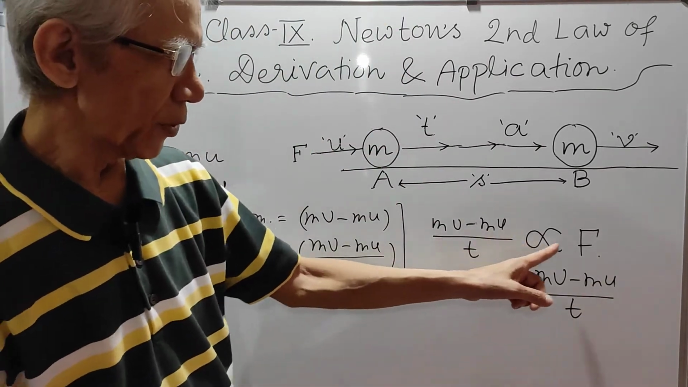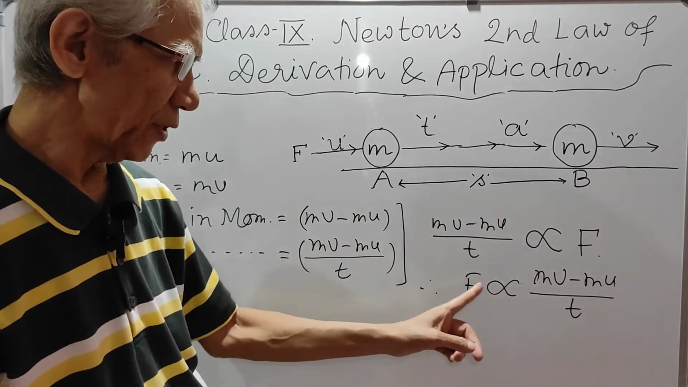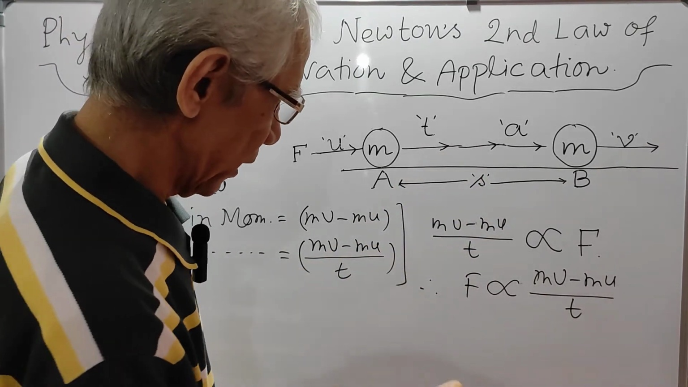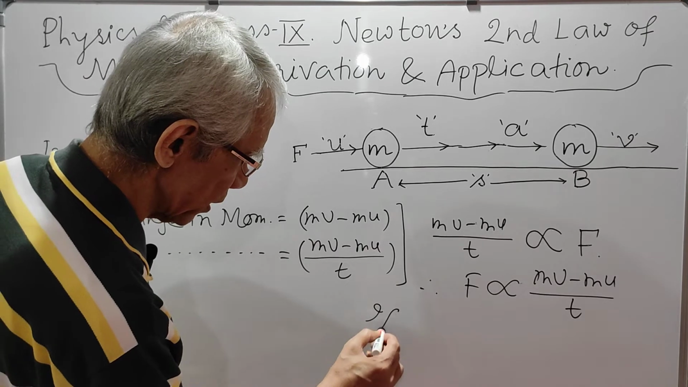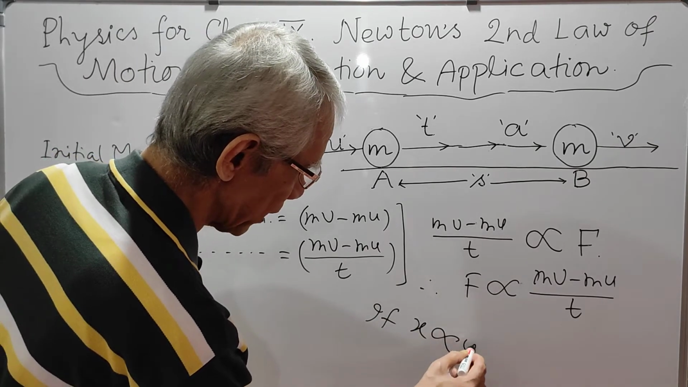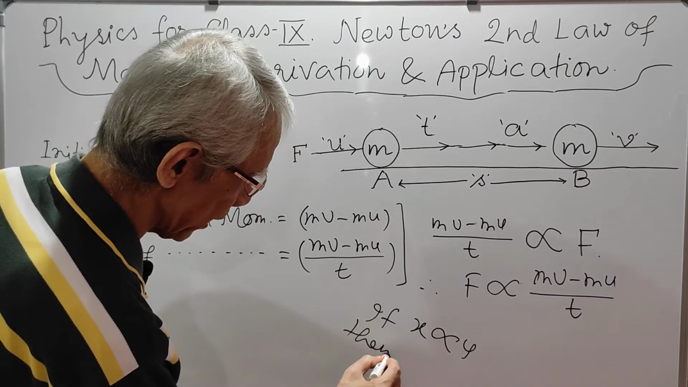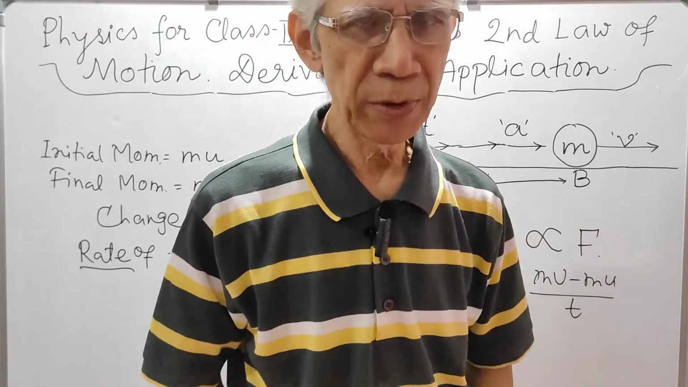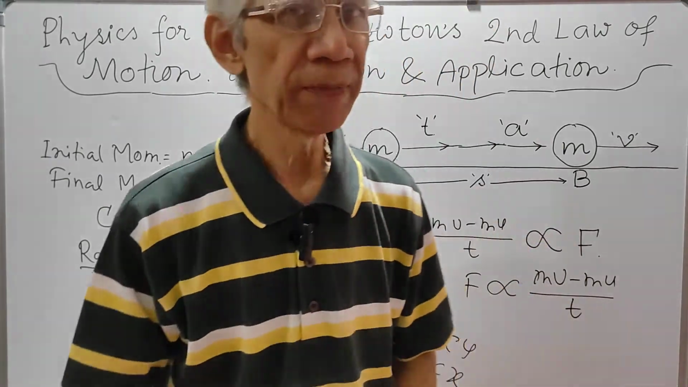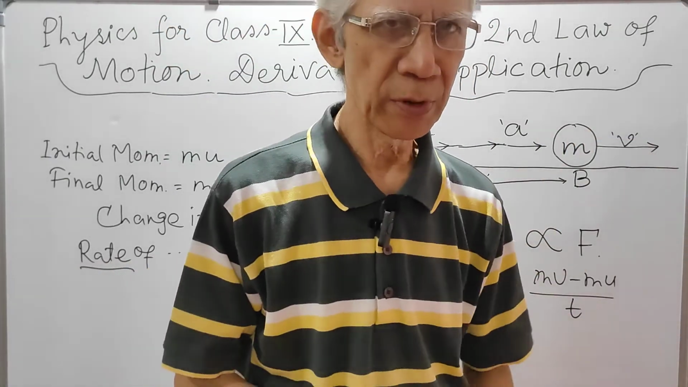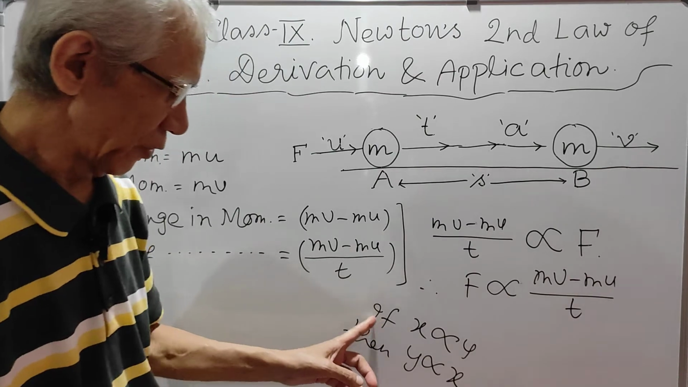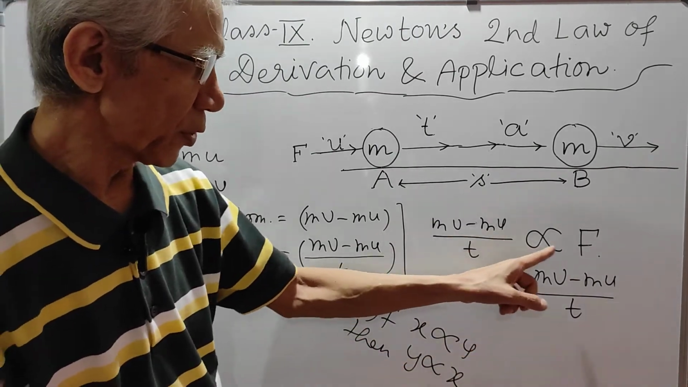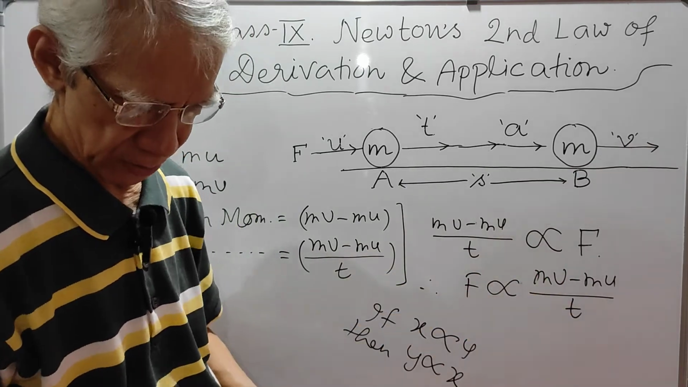So this is directly proportional to F. So we can write conversely F is directly proportional to this. Here we are using the law of proportionality. The law of proportionality says: if X is proportional to Y, then Y is proportional to X. There is a chapter on proportionality and variation in higher classes, where you will see the laws of variation. This is the first law. So if this is proportional to F, then F is proportional to this. You follow?